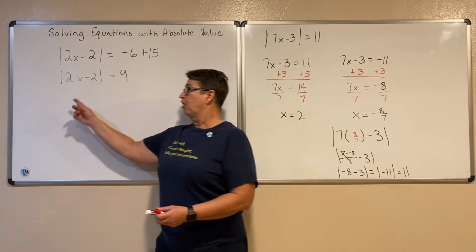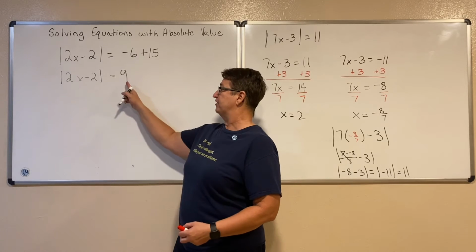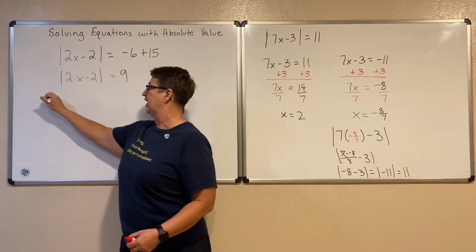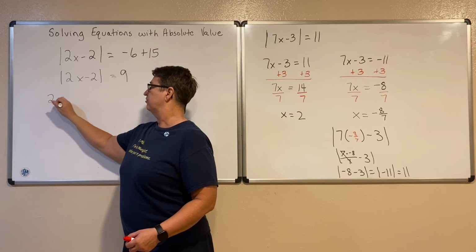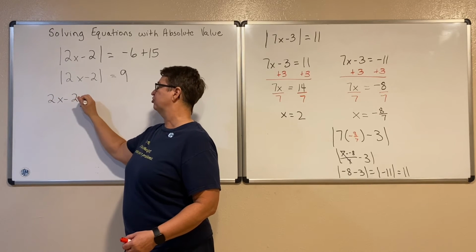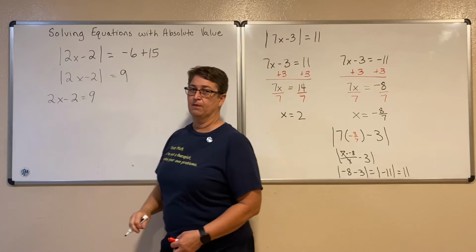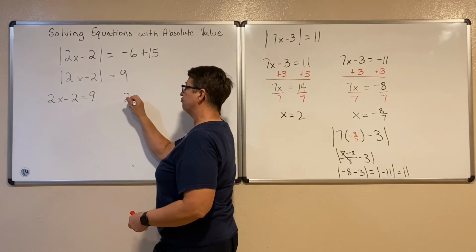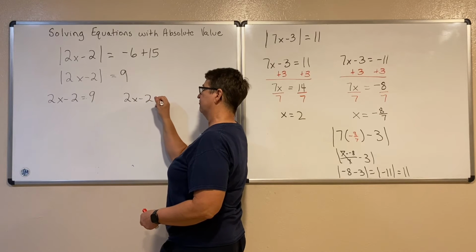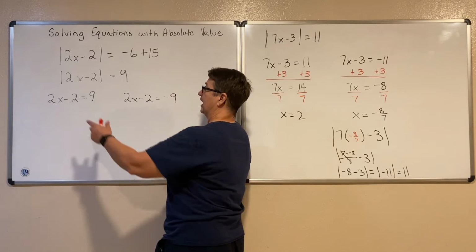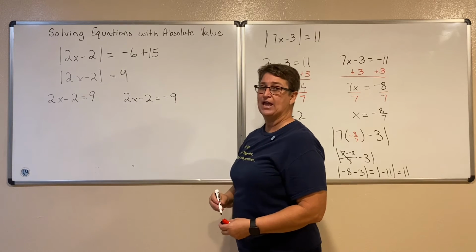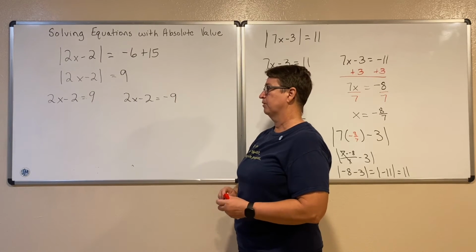Now, to solve this, I know that the distance inside of here could be equal to 9. The number inside of here could be equal to 9. But whatever this is in here could also be equal to negative 9. Because negative 9, when I take the absolute value of it, is going to be 9 units away from 0.